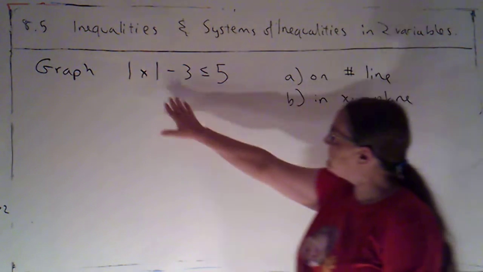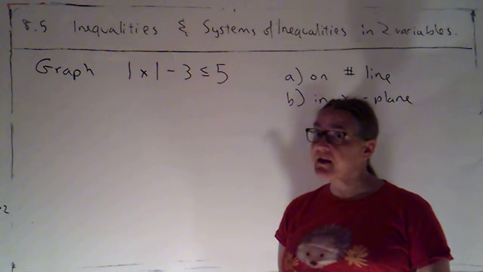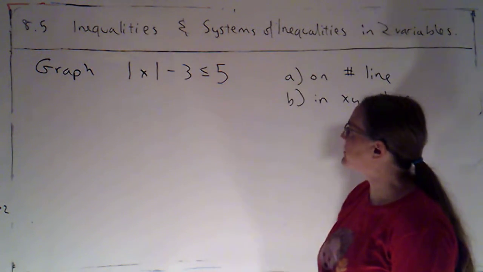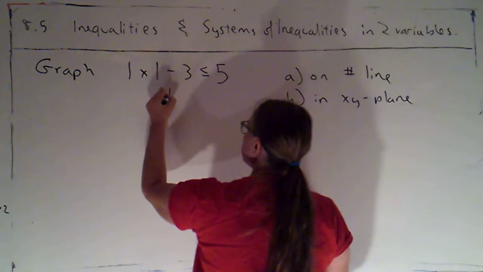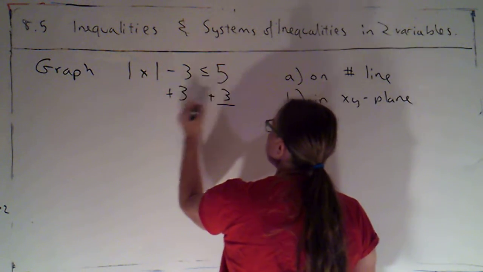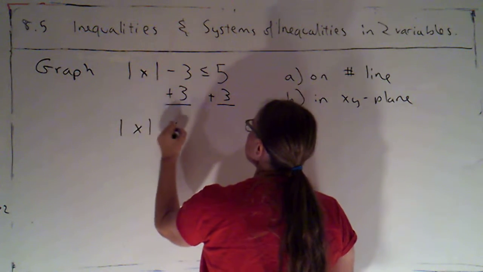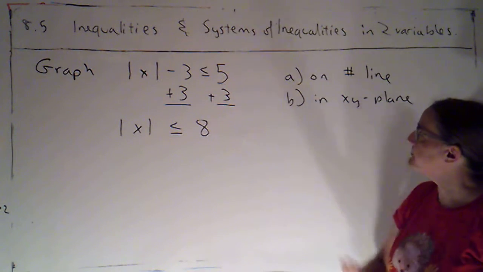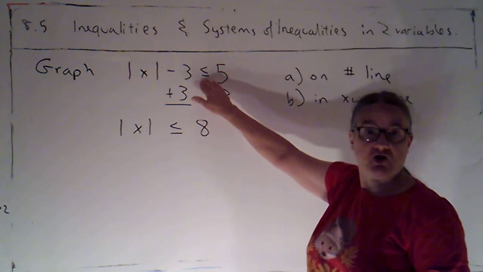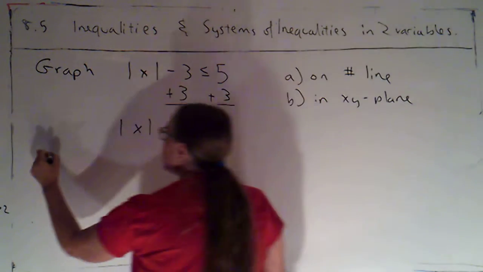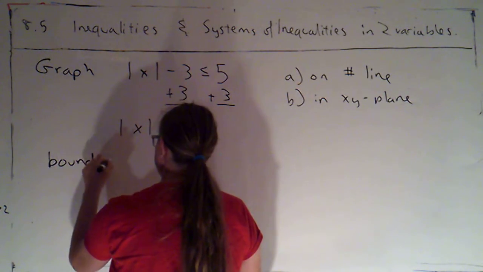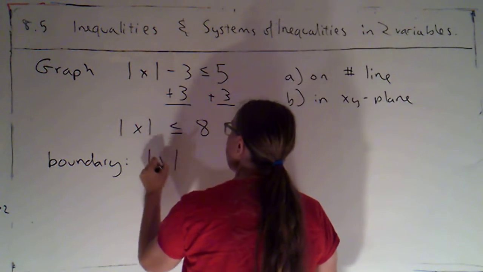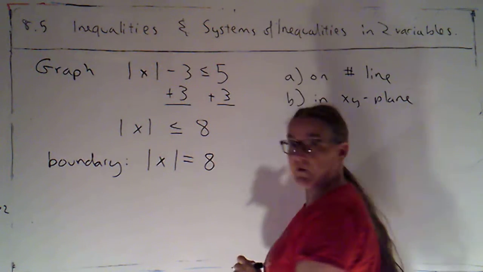All right, with absolute value inequalities, same as with equations, I like to isolate the absolute value as my first step. So I'm going to first of all add over that 3: absolute value of x less than or equal to 8. Now because we were just adding a number, that didn't change the inequality at all. My boundary is what I get when I replace the inequality with an equal sign. So that would be the absolute value of x equals 8.